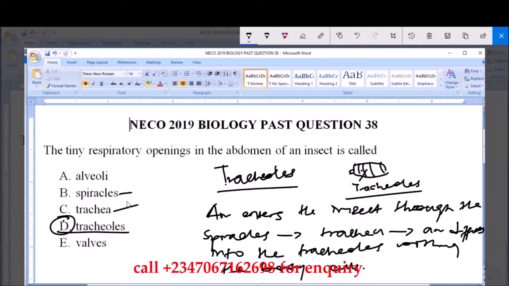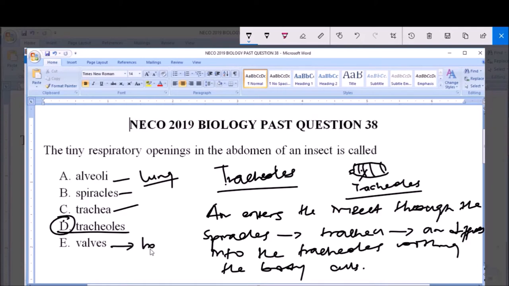The alveolar here is a respiratory organ present in the lungs. You find the alveoli in the lungs. And these valves here, valves are actually found in the heart. You find valves in the heart and blood vessels. Valves help to prevent the backflow of blood, while alveoli help in gaseous exchange in the lungs.